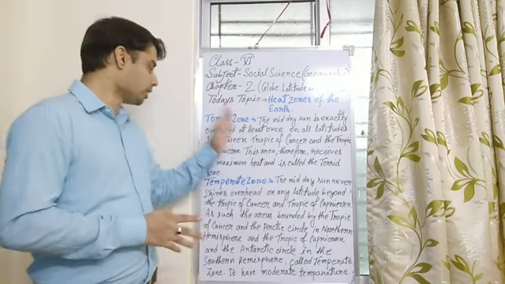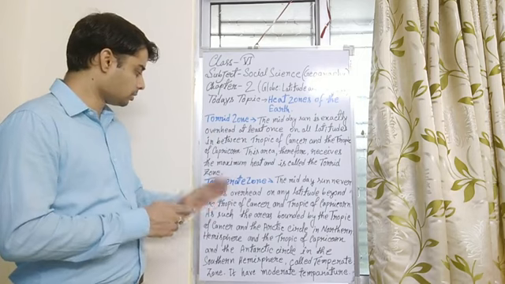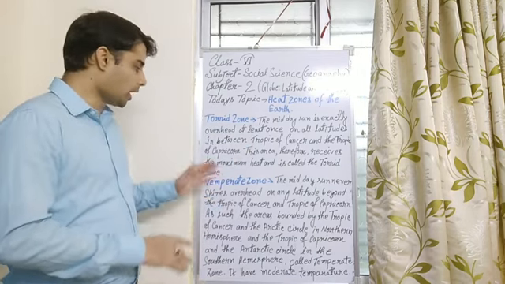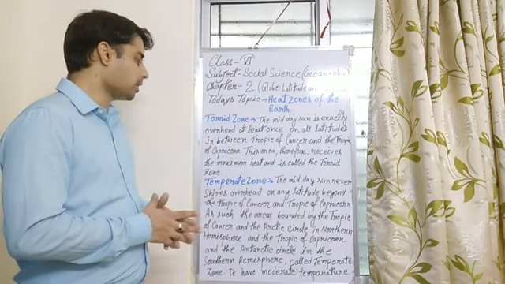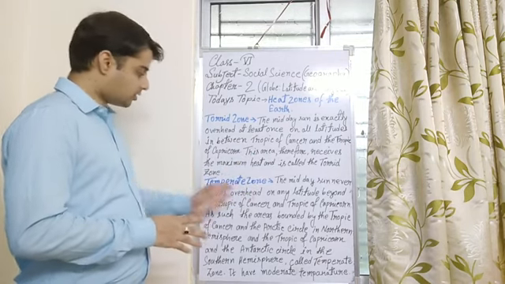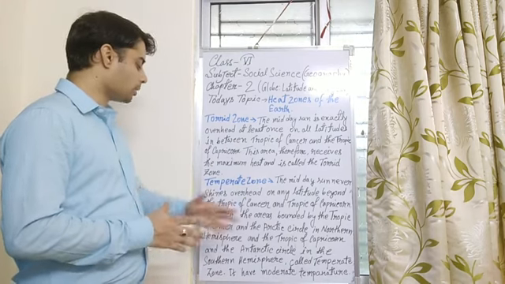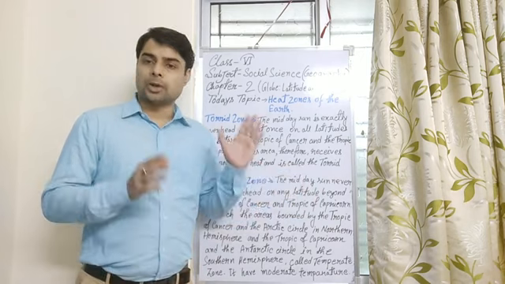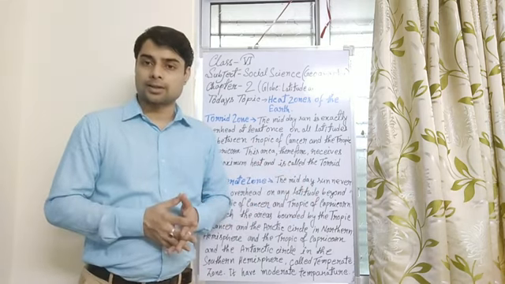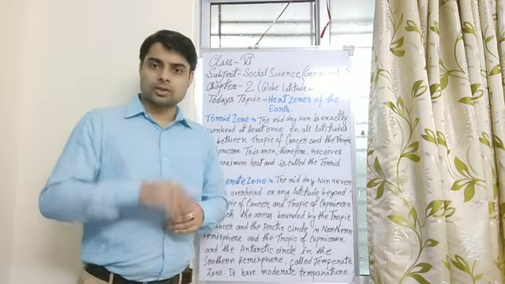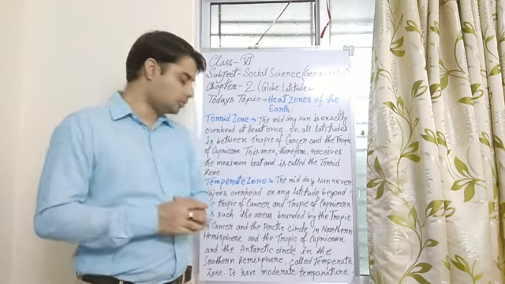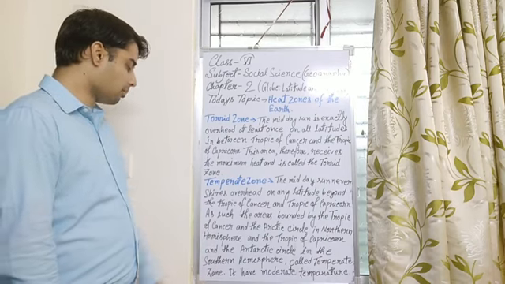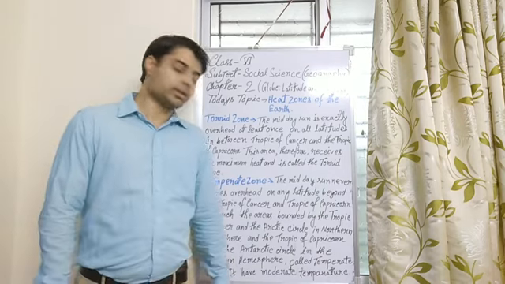Now the temperate zone. In the temperate zone, the midday sun never shines overhead on any latitude beyond the Tropic of Cancer and the Tropic of Capricorn. As such, the areas bounded by the Tropic of Cancer and the Arctic Circle in the northern hemisphere, as well as from the Tropic of Capricorn up to the Antarctic Circle, these 2 regions in the northern and southern hemispheres are called the temperate zone, and each has a moderate temperature.